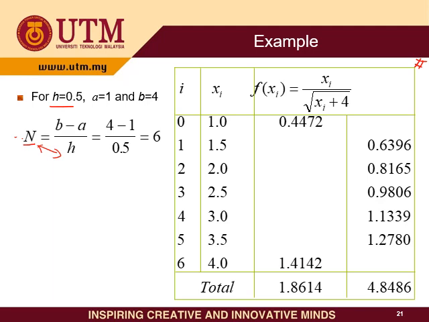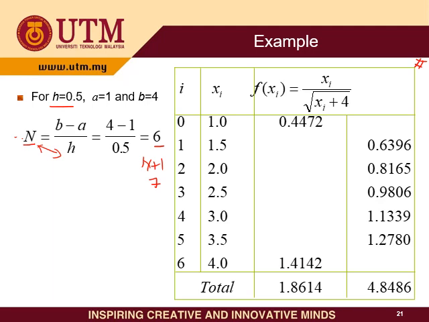Okay, if you see here, we have n is 6, right? So the number of points should be n plus 1, which is 7, because we start with 0. So 6 plus 1 is 7 points. So we have 0, 1, 2, 3, 4, 5, 6, 7 points. Remember, we start with 0.